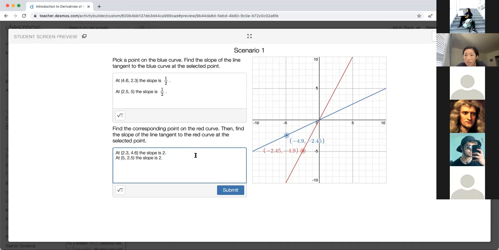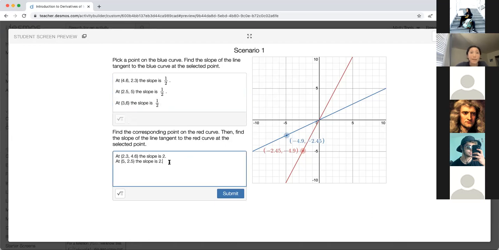All right, let's see, Chance says at 3 comma 6, slope is 1/2. Okay, and a corresponding point. Do you have a corresponding point, Chance? Am I missing it in the chat? Okay, so at 6 comma 3, the slope is 2. Great, let's grab one last value here.